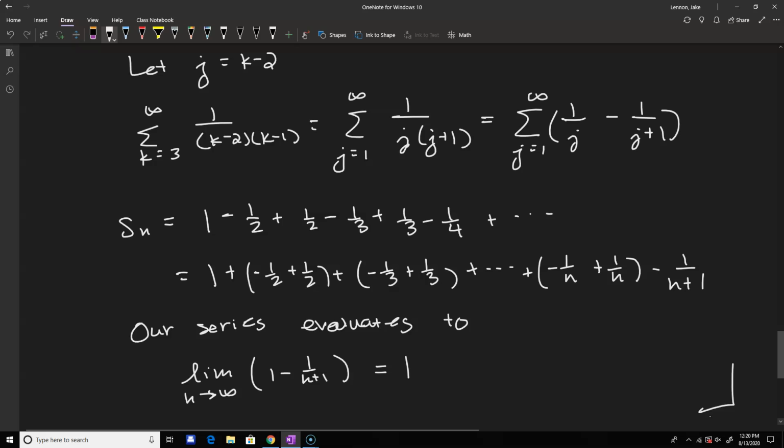So we'll learn about the divergence test, comparison test, ratio and root test, and then also the alternating series test.